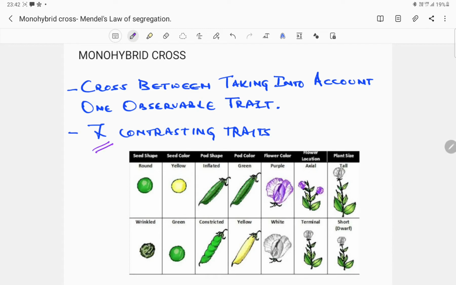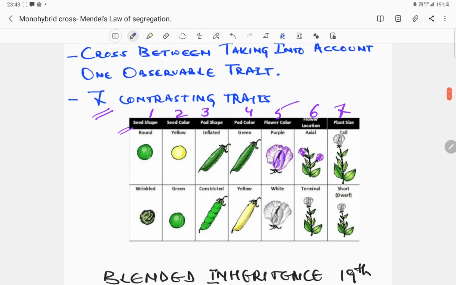There were other characteristics, but he only chose 7 contrasting traits. These characteristics were the seed shape and the color of the seed, and the pod shape inside which you find the seeds, and then the pod color, right? And then we have the flower color, flower location, and plant size. And there were these contrasting features.